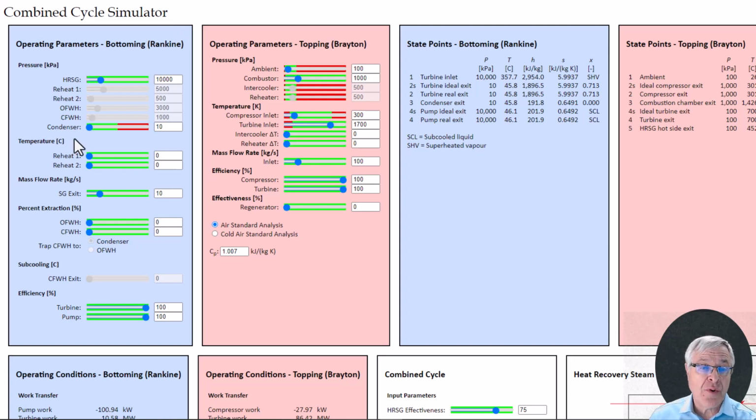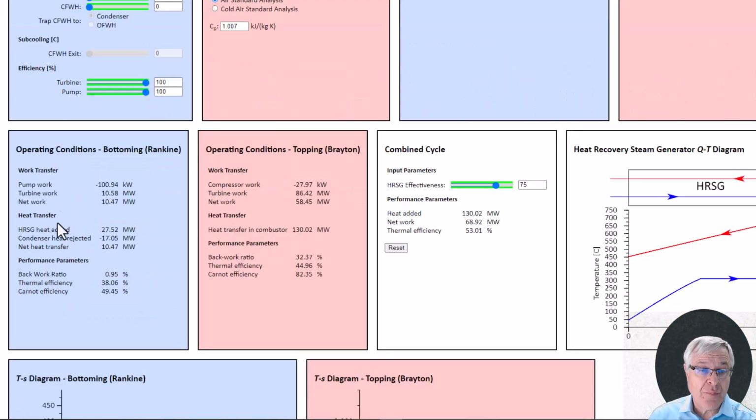So we have operating parameters that we can set for both of the cycles. So again, watch the individual videos for the Rankine and Brayton cycle in order to get an overview of all of those inputs. Next, we have state points for both the Rankine and the Brayton cycle. Next, we have operating conditions for the Rankine and the Brayton cycle. The next box here is an input parameter that's relevant to the combined cycle. So it's the effectiveness of the heat recovery steam generator.